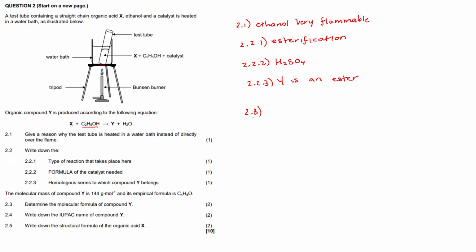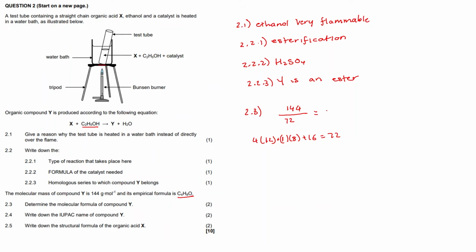Question 2.3. Determine the molecular formula of compound Y. So to determine the molecular formula, we take the molecular mass given, which is 144, and we divide that by the molar mass of the empirical formula, which would be C4H8 and O. If we add all of this together from the periodic table, we should get 72. As C is 12, H is 1, so 12 times 4 plus 1 times 8 plus 16. And if we add all of this, we get 72.